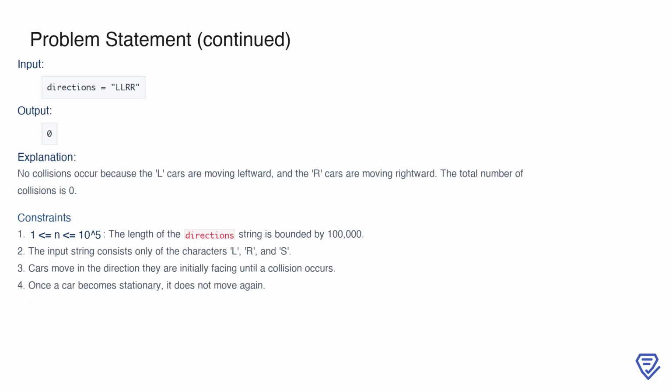Now, let's look at another example. Here, the input string directions is LLRR. In this case, no collisions occur because all the L cars are traveling leftward, and all the R cars are traveling rightward. Since there's no interaction between the cars, the total number of collisions is 0. This shows that the direction of movement plays a critical role in determining whether or not collisions occur. If cars are moving in opposite directions but don't cross paths, the result will remain collision-free.